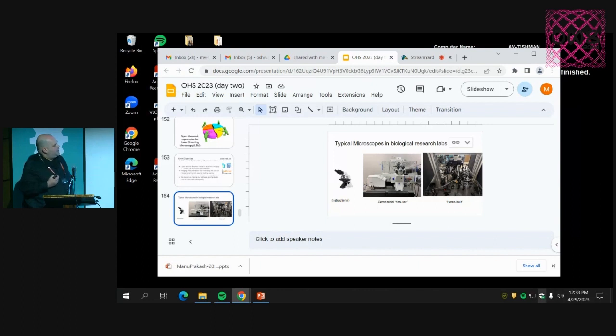the one on the left is the instructional microscope, the kind of the classic microscope. The one in the middle there is the commercial microscope.